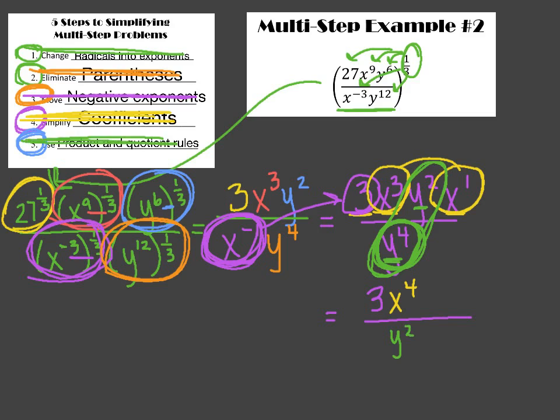Before I really say I'm done, I'm going to look at this final answer and ask myself, do I only have one number? Yep. Do I only have one of each variable? Do I have any negative exponents? Nope. So I know that I'm done.